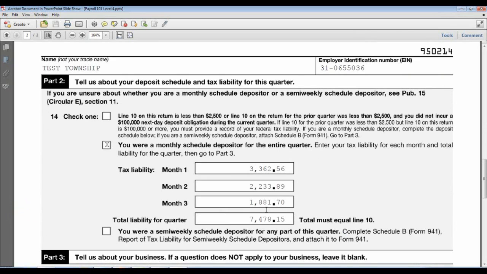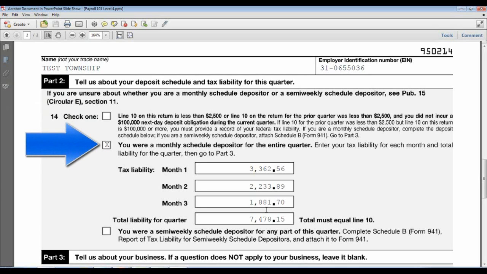Now let's look at the next page of the 941. Line 14. Tell us about your deposit schedule and tax liability for this quarter. So it's here that you want to check one of these three boxes. You would check the first box if line 10 on this return is less than $2,500. This would mean that you would send in your payment with your quarterly 941.